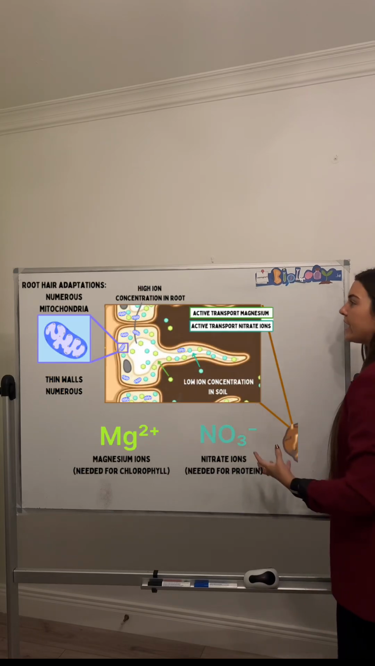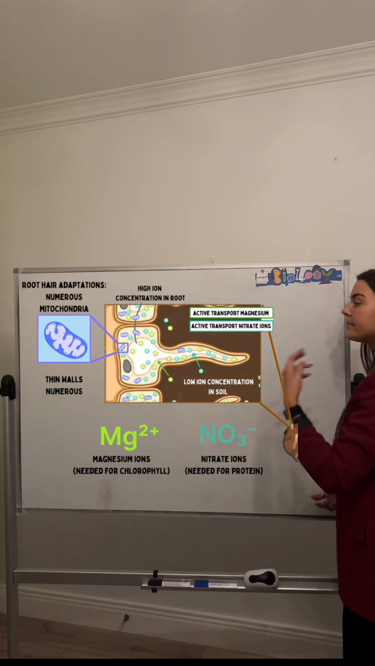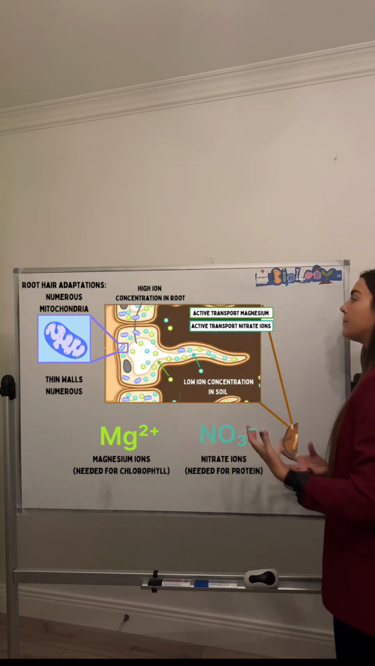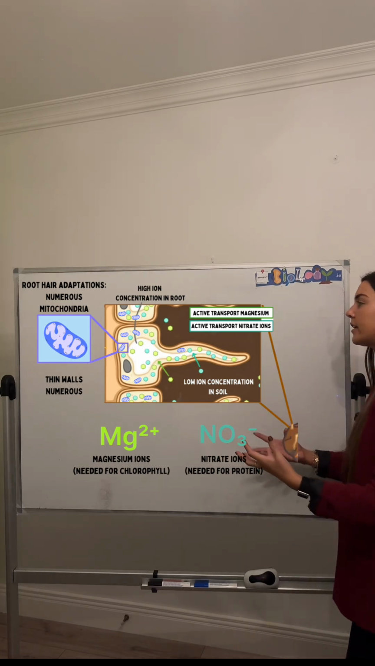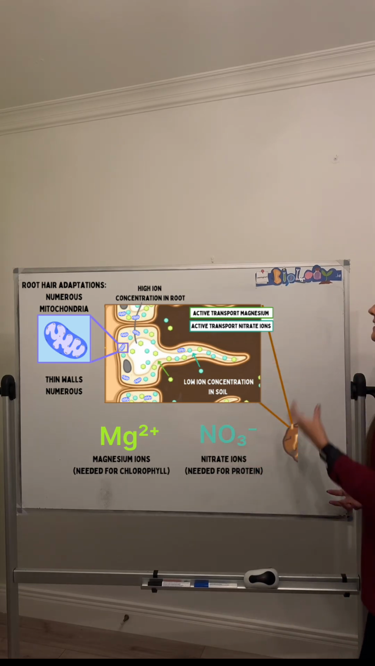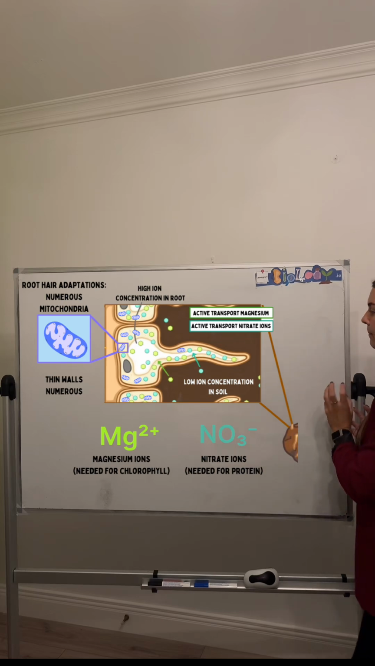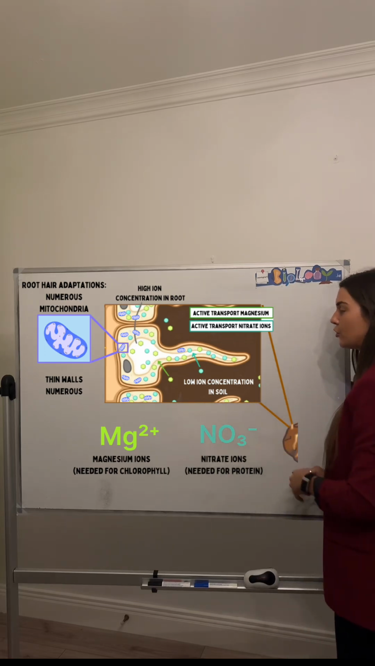So how is the root hair adapted in order for active transport to occur? It has numerous mitochondria to supply energy in the form of ATP that's going to be needed to move these molecules. It also has thin walls, they occur in large numbers. And then what's going to happen is the minerals can be moved into the cell by active transport.